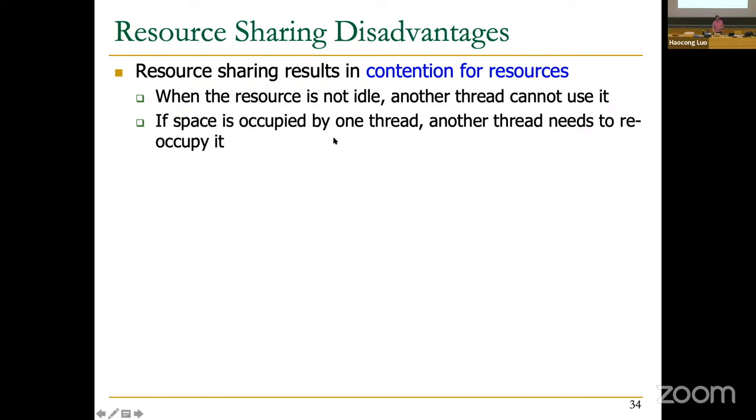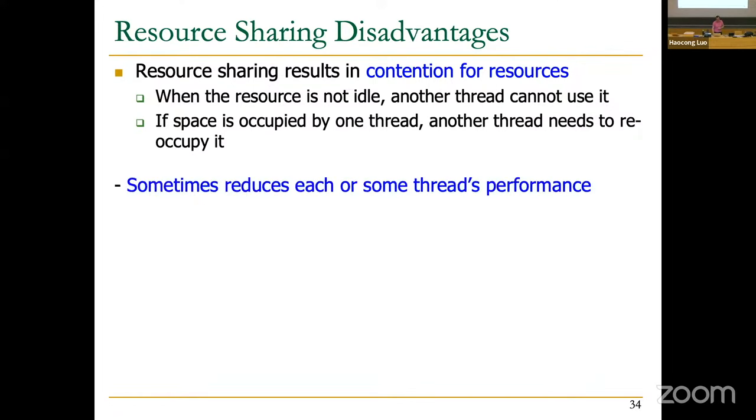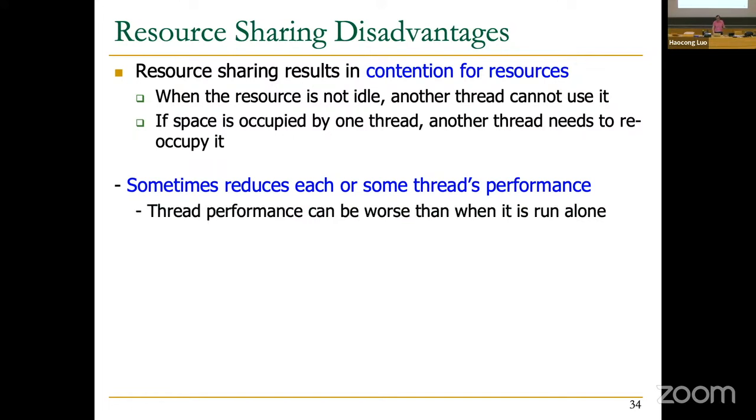Basically, if the space is occupied by one thread, another thread needs to reoccupy it if it actually wants to use it. And this leads to reduction of performance. It could reduce each thread's performance, or some threads' performance. If you're lucky, maybe it doesn't reduce anyone's performance because the block you're evicting is not going to be reused by the thread that occupied it earlier, right? But usually it leads to some performance reduction for some thread or all threads. Basically, thread performance can be worse than when it's run alone, and that's actually true in many cases.